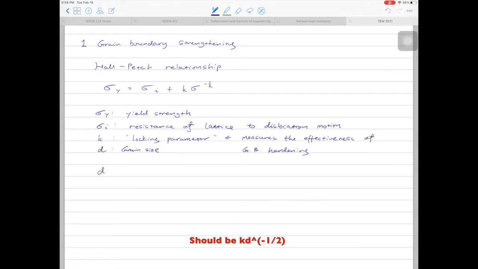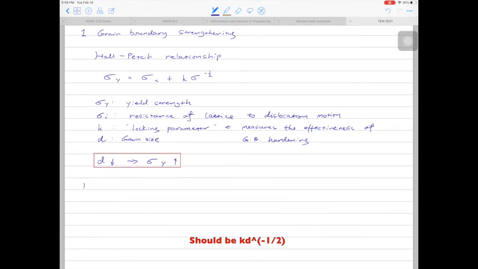And straight away from this expression, you can tell by reducing the grain size d, you can increase sigma y, the yield strength. And this is called the Hall-Petch relationship. So far, all what you have seen, you have learned in the undergrad material science course. What you're going to see next is more at a grad school level.